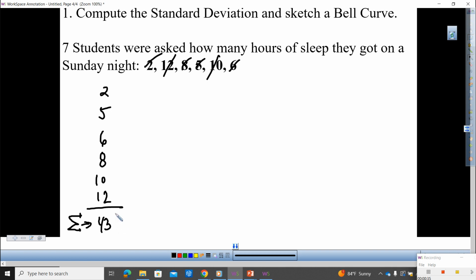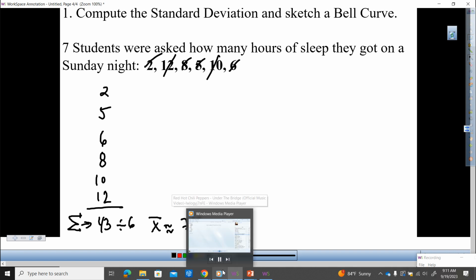So far so good, yes? Sigma is the sum. But now we're going to divide by how many numbers? 6. So we're going to find what? The mean. Is that correct? All right. So 43 divided by 6. Yolani, what'd you get? 7.6. Hands, have you got that? 7.16. Okay, hands, have you got that?